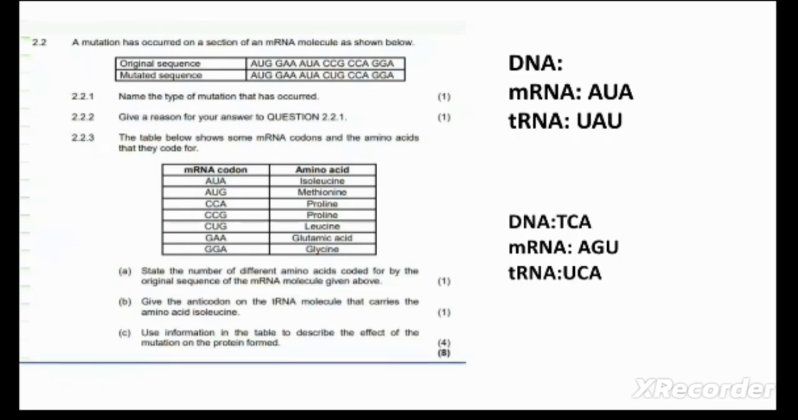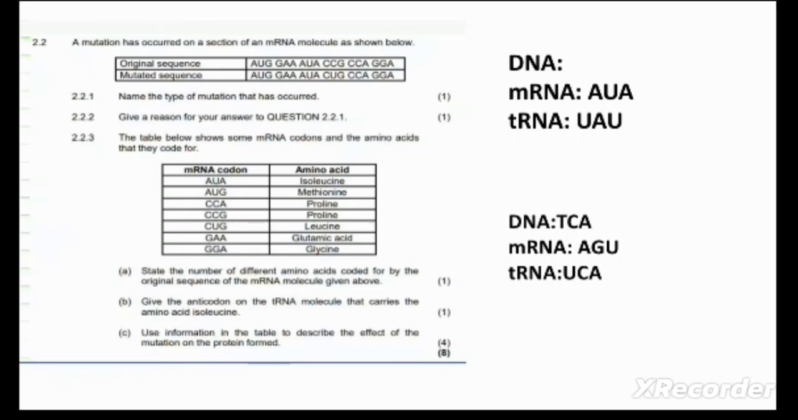It says the table below shows some mRNA codons and the amino acids that they code for. Though you don't have to know amino acids by heart, they'll always give you these amino acids. So this table has mRNA codons, and then the question says state the number of different amino acids coded for by the original sequence of the mRNA molecule given above. So they want the number of amino acids that the original sequence will code for.